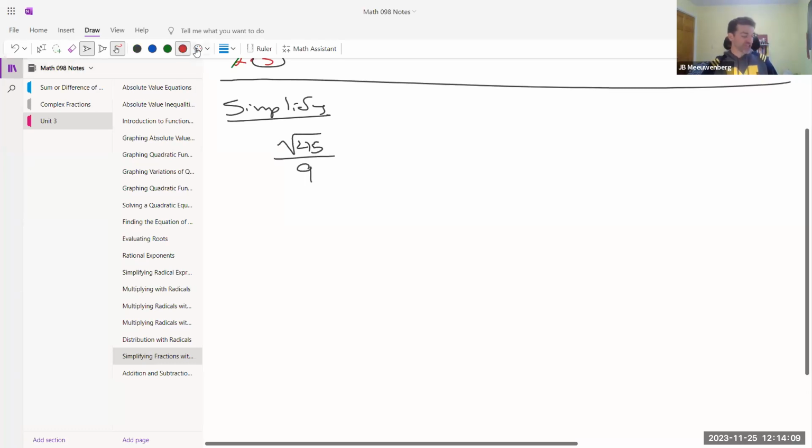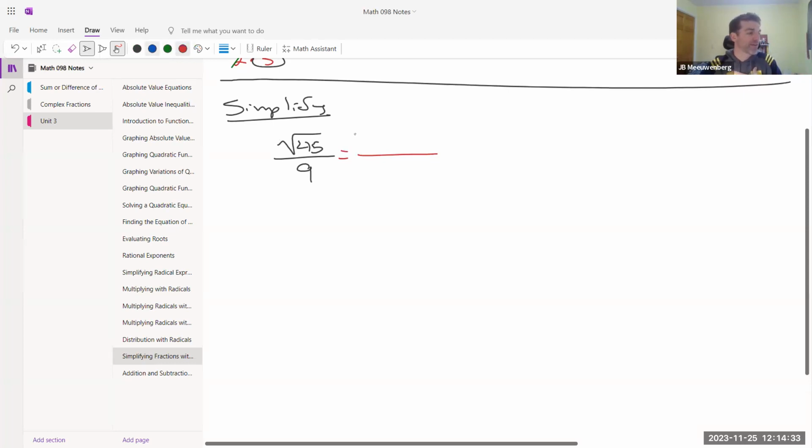Now, what you might jump to right away is think, ooh, I can cancel 45 and 9 because they both have a 9. No, you cannot. Why? Because this one is inside a radical and this one is not. Okay, you can't cancel inside a radical with not inside a radical. So what do we do then? We simplify the radical first.